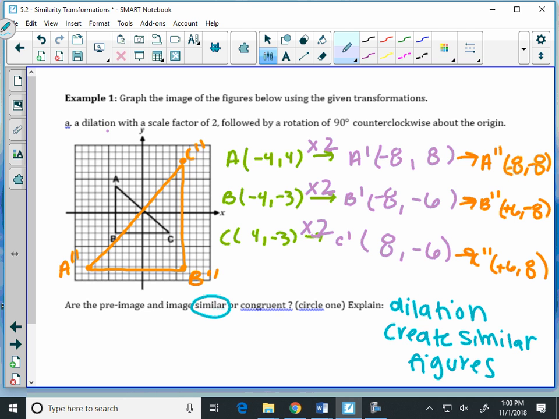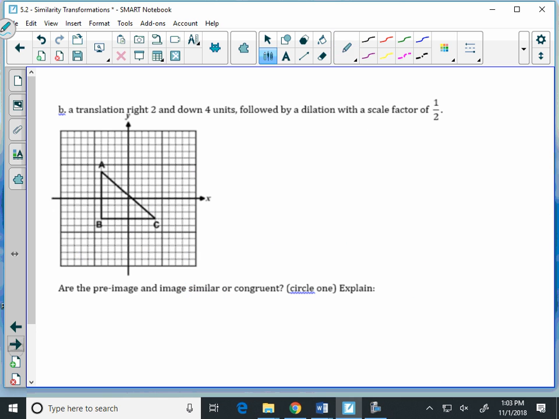So again, if you rotate or reflect or translate, but there's a dilation somewhere in there, you're always creating a similar figure. Every time. Questions over that? Take a look at the next one.